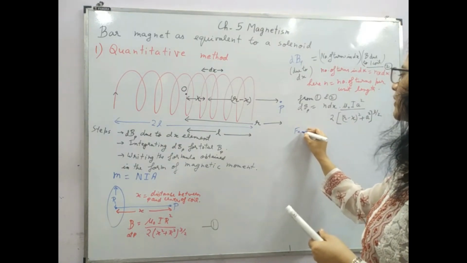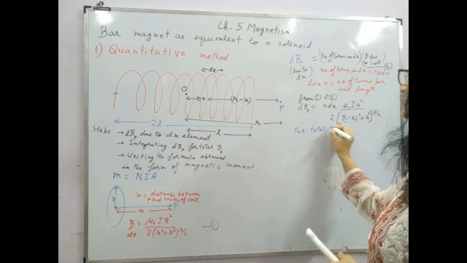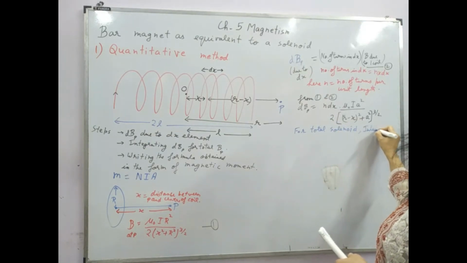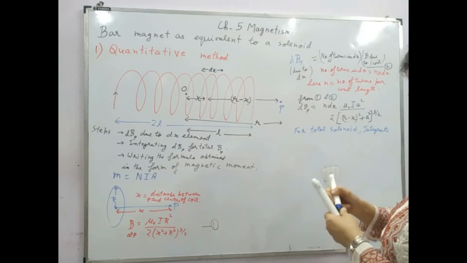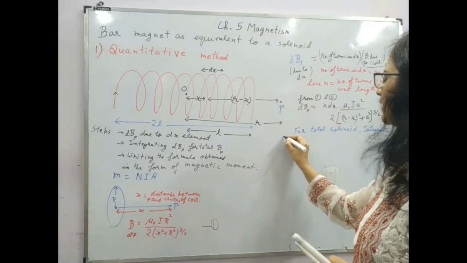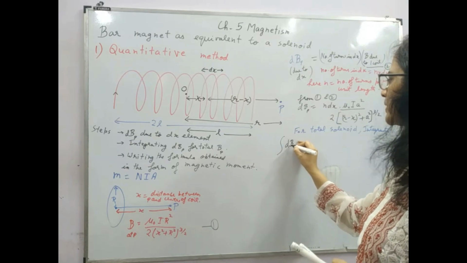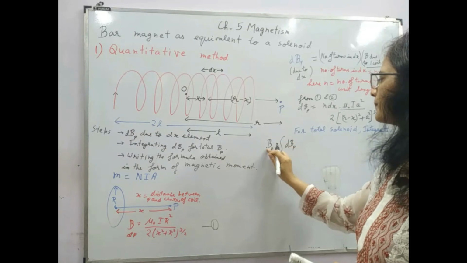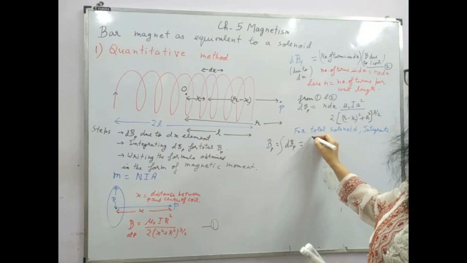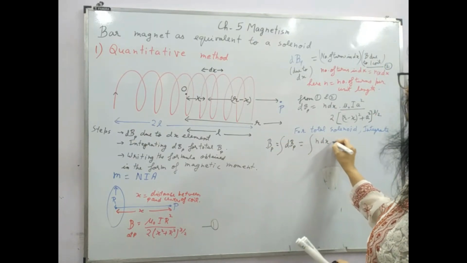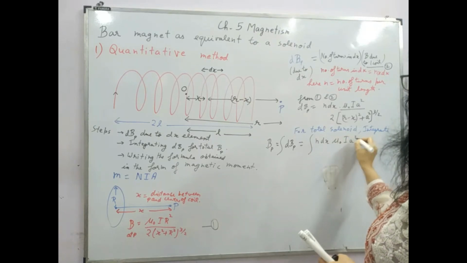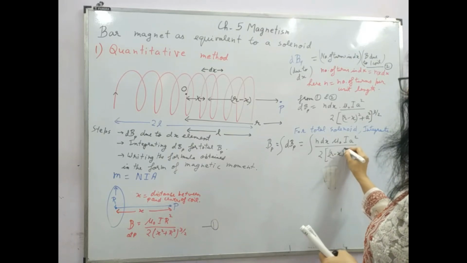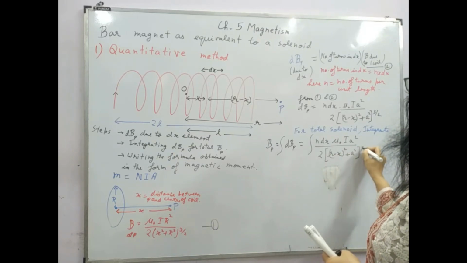For total solenoid, integrate. So what will I get? Integrating dBp will give me total Bp, and this is equal to integration of n dx mu naught I a square upon 2 r minus x whole square plus a square to the power 3 by 2.